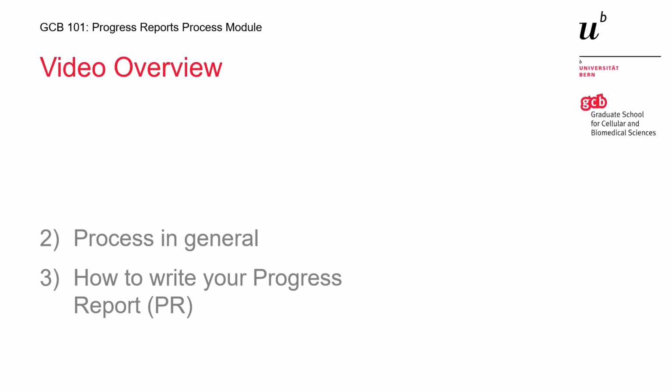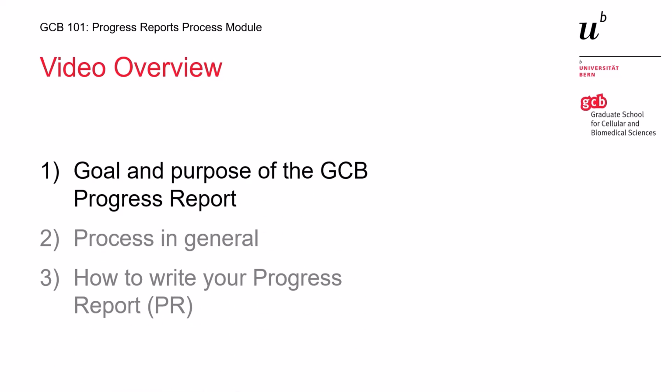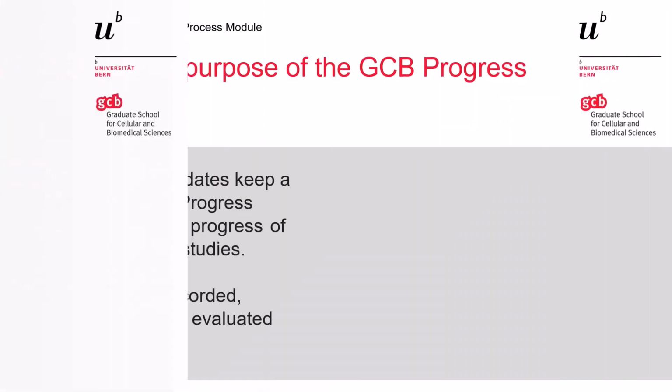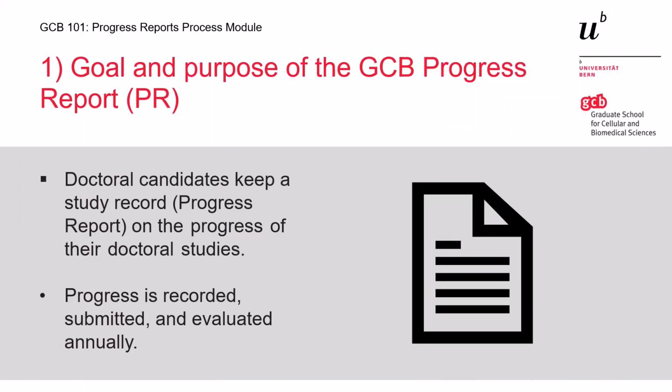Step 1. Goal and purpose of the GCB Progress Report. Doctoral candidates keep a study record, a progress report, to track the progress of their doctoral studies. The progress is recorded, submitted and evaluated annually on the anniversary of the GCB application date, which is also the GCB registration date.